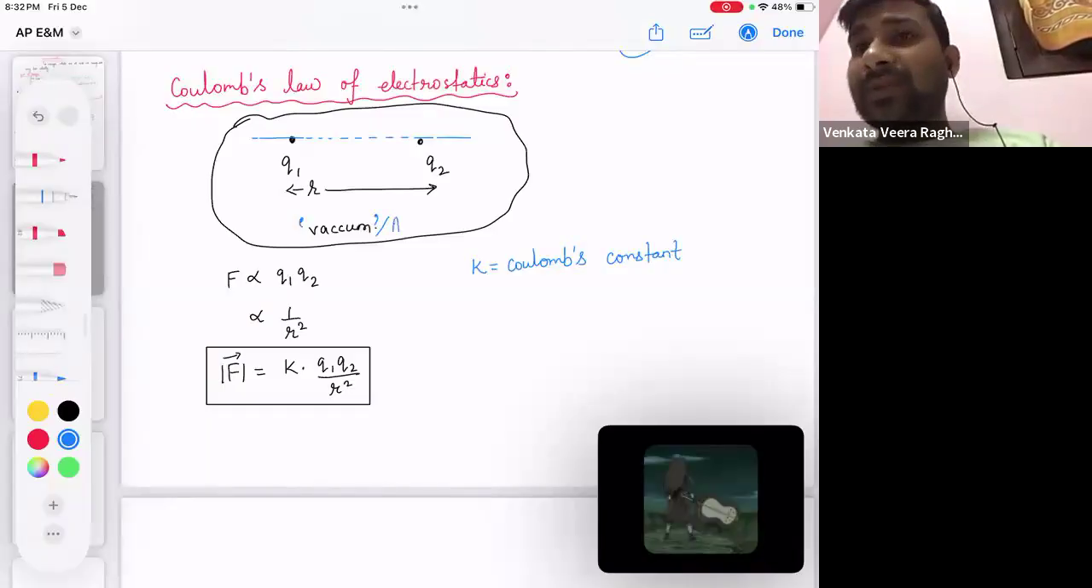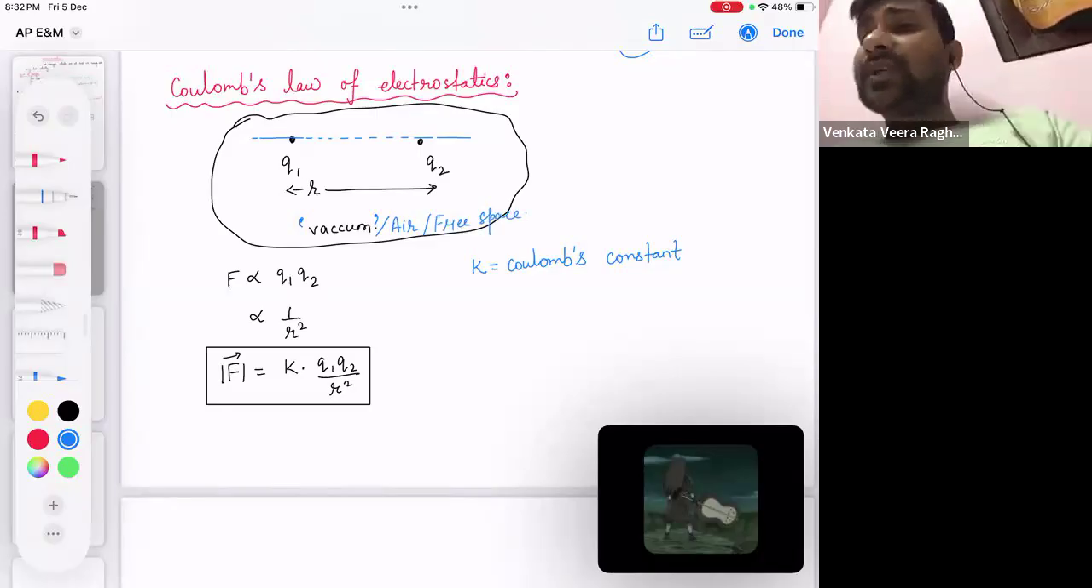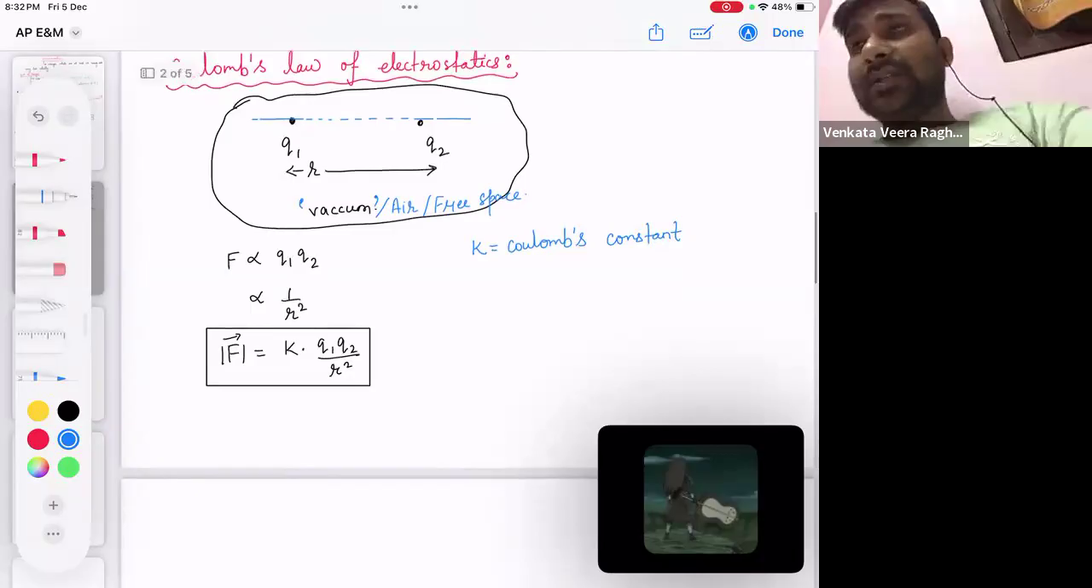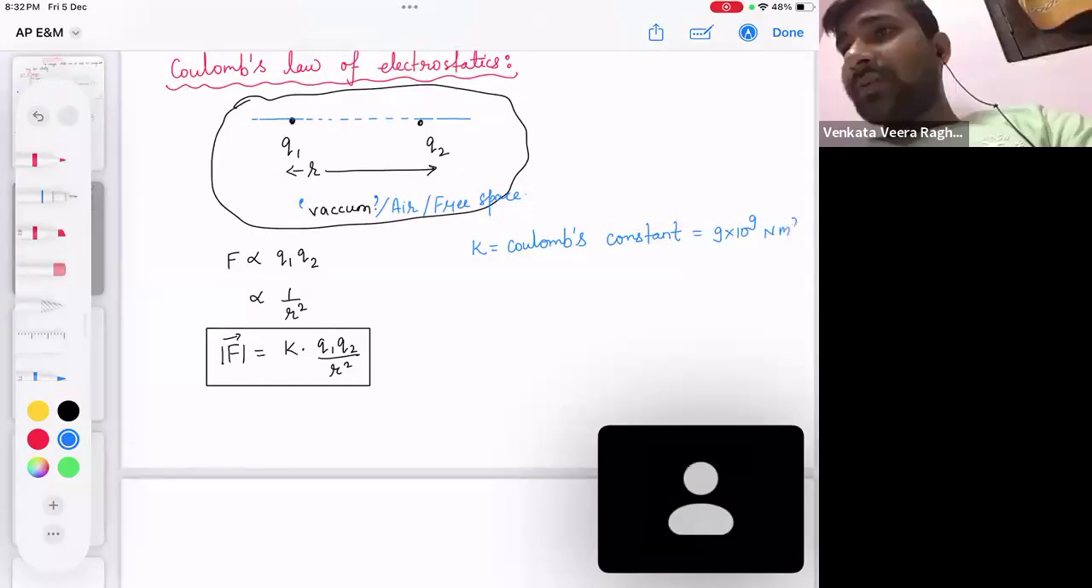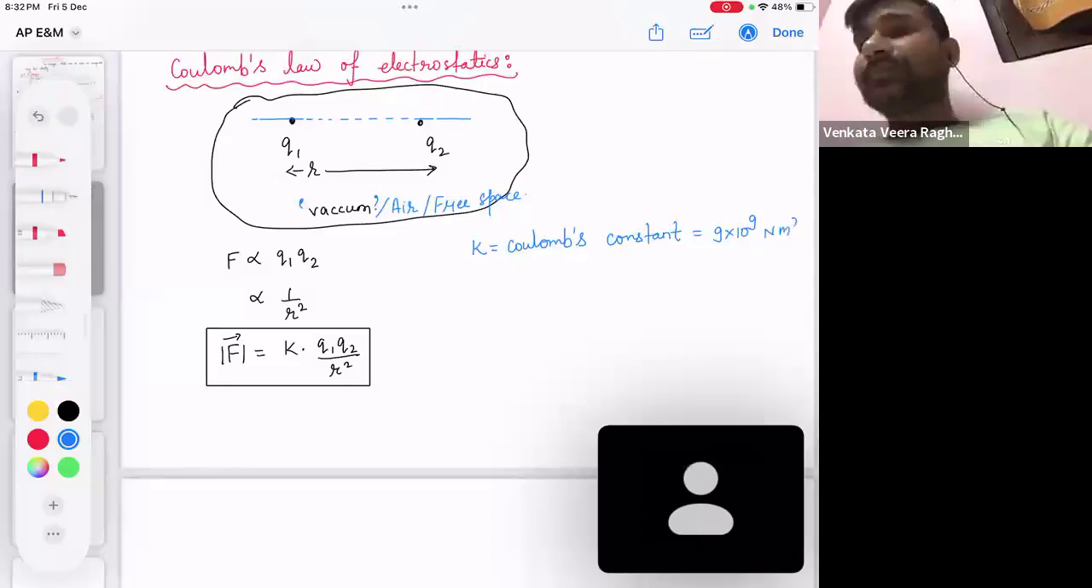It's medium dependent, sir. Yes, it is a medium dependent constant, okay? So its value will keep on changing if we change the medium. That's why in the first basic example we have taken the vacuum. Vacuum is also called air, or free space. So Coulomb's constant is not a universal constant. As the medium changes, its value will keep on changing. The value of Coulomb's constant is 9 into 10 to the power 9 Newton meter square by Coulomb square. Is that clear? Yes, sir.